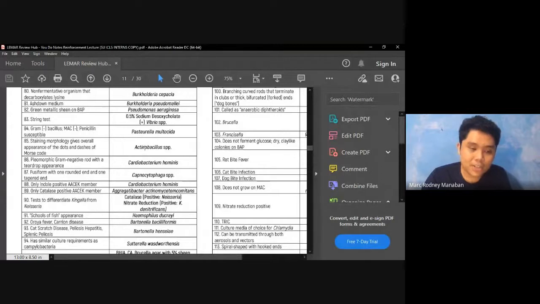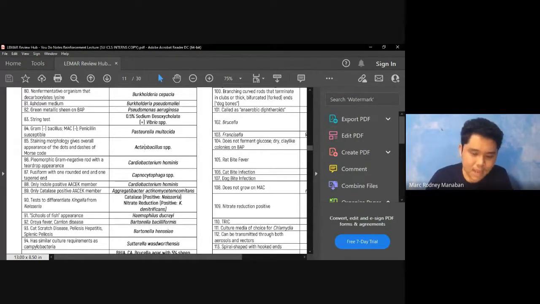Alright. Next, staining morphology daw, murag Morse code, so mga dots and dashes, that is your Actinobacillus. Your Actinobacillus species, also known as the one that causes granuloma infections in animals. So, na-mention na ni Dean Rodriguez sa una ng mga board exam, na question about that, no? So, granuloma infection in animals, that is your Actinobacillus.